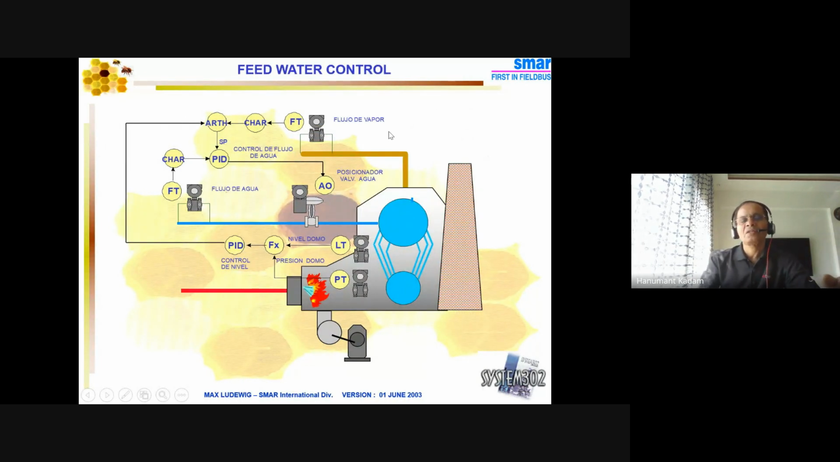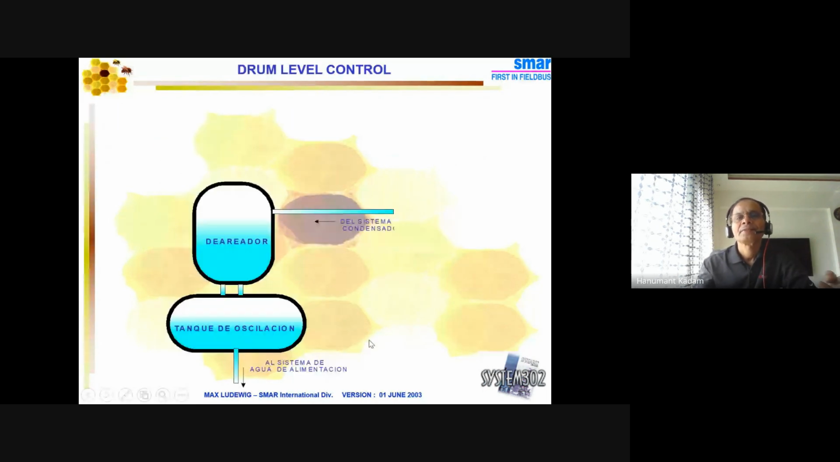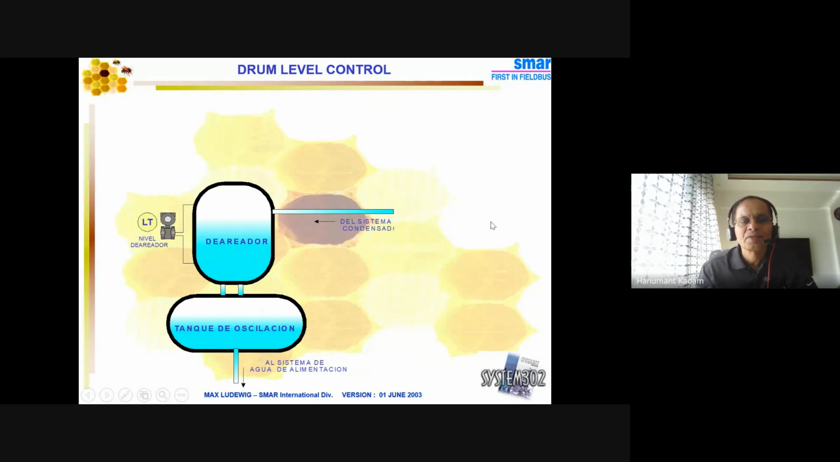So this way cascading is required also, because as I told, boiler is a utility, and any load change, output load change affects, as well as whatever required parameter like feed water, combustion control, fuel control, it is a must, and it is cascaded. So you can see drum level control here. This is a deaerator, and this is the drum here.